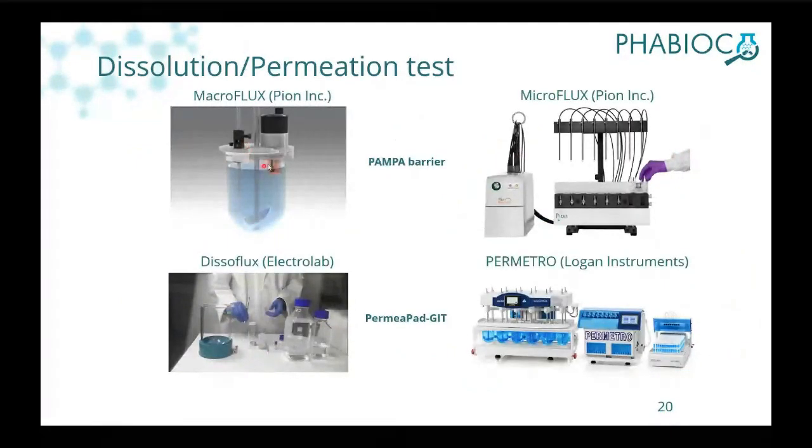Some of these systems: one of the first invented was the microflux from Pion, together with the microflux, which is conceptually similar, but the volume is smaller. They are based on the PAMPA barrier. Other methods include the Distoflux from Electrolab, where you have an insert that you can set into a standard pharmacopoeia dissolution setup, or the recently introduced Permeter from Logan Instrument, which also uses the PermeaPad GIT, so the PermeaPad barrier.